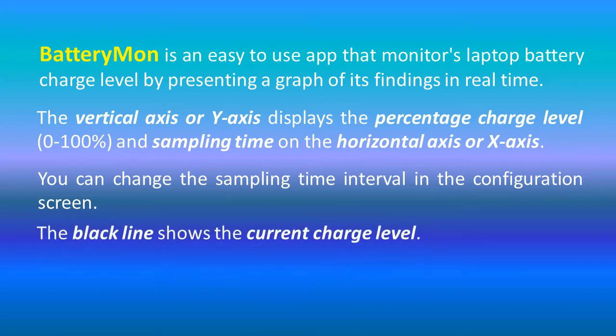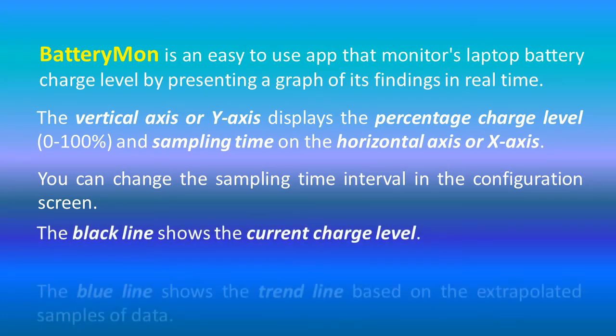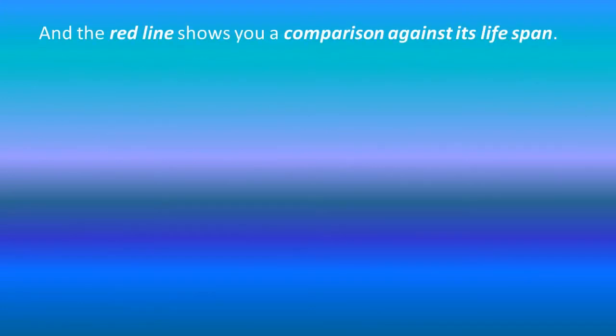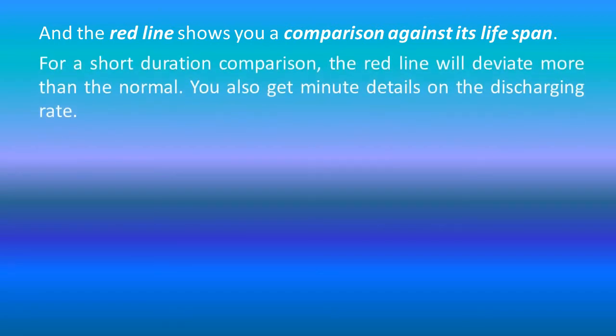The black line shows the current charge level. The blue line shows the trend line based on the extrapolated samples of data. And the red line shows you a comparison against its lifespan. For a short duration comparison, the red line will deviate more than the normal.